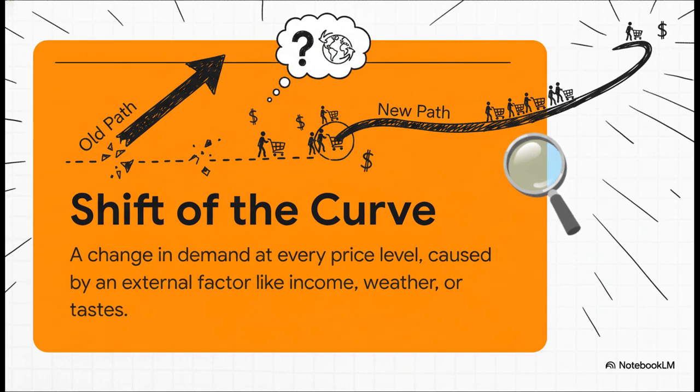A shift, on the other hand, is a whole different animal. This is a fundamental redrawing of the entire map. The old one is basically useless now. This means that at every single price point, whether it's high, low, or in the middle, a different number of people now want to buy your product. And these shifts are caused by those big external forces. You know, things like a recession hitting people's incomes, a competitor launching a killer product, or some new technology making your offering obsolete. The whole game has changed.